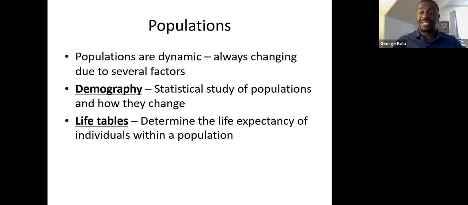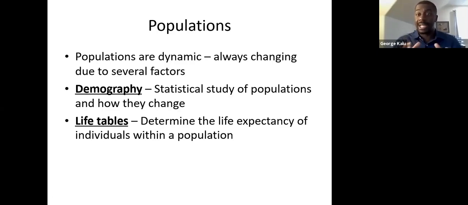So populations are never just static. They're never just unchanging. Populations are always dynamic. They're always going to be getting altered due to a number of different factors. As population ecologists and population biologists, one of the things we want to be able to do is study how the population is typically going to be changing in size, and how it's going to be changing in its makeup in terms of the individuals in it. The statistical study of how populations change in size is called demography.